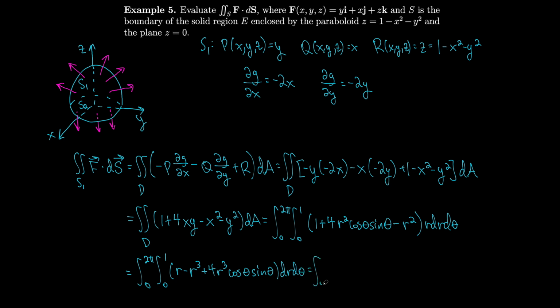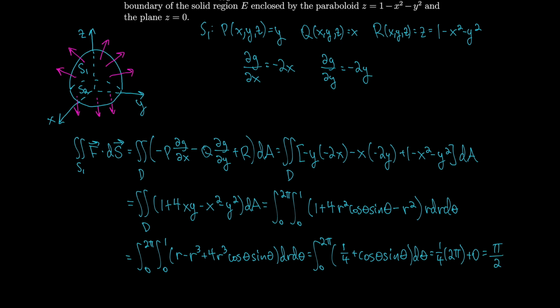And this is the integral from 0 to 2 pi of 1/4 plus cosine theta sine theta d theta, which is equal to 1/4 of 2 pi plus 0, which is pi over 2. Okay, so that was our hard surface integral done.